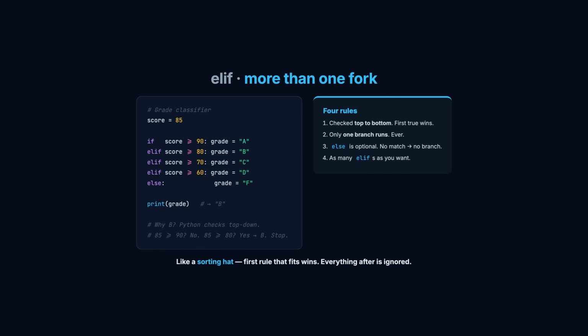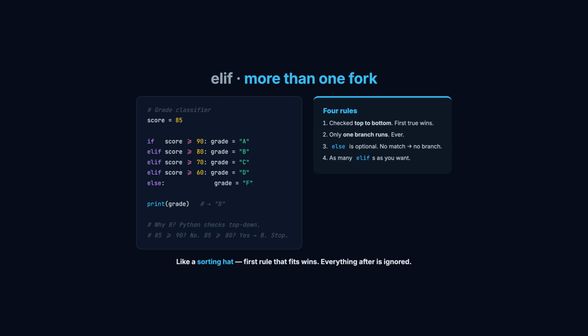Four rules to remember about elif chains. First, Python checks conditions top to bottom. The first true one wins. Second, only one branch runs, ever. Even if the score is 100 and would also pass the B, C, D gates, only the A branch runs. Python stops at the first match.